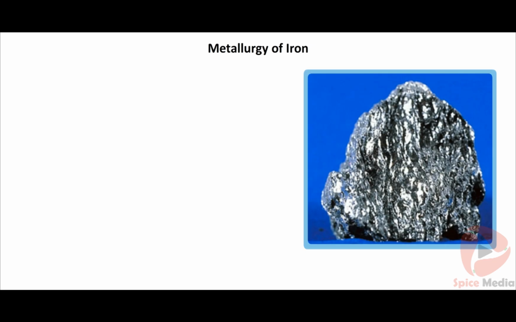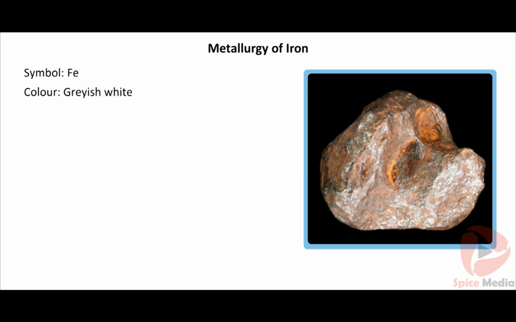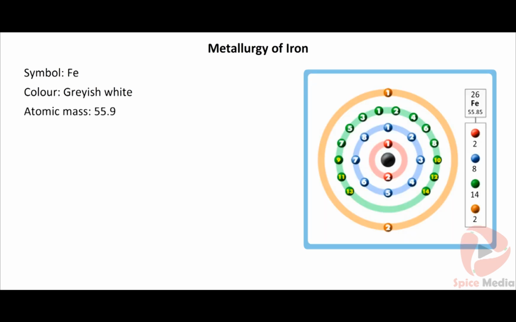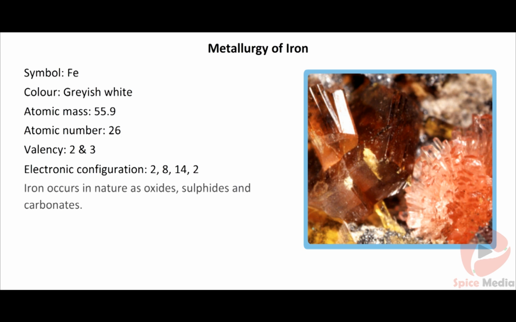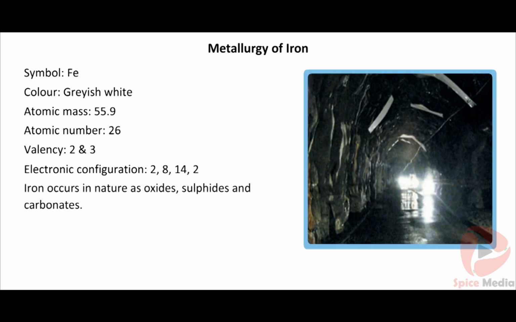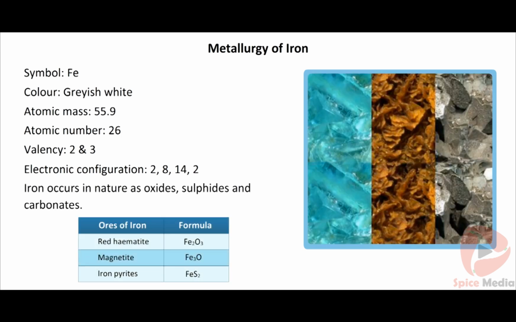Iron is the second most abundant metal after aluminium. Symbol Fe, color grayish white, atomic mass 55.9, atomic number 26, valency 2 and 3, electronic configuration 2, 8, 14, 2. Iron occurs in nature as oxides, sulfides and carbonates. The ores of iron and their formulas are given in the table below: red haematite Fe2O3, magnetite Fe3O4, iron pyrites FeS2.